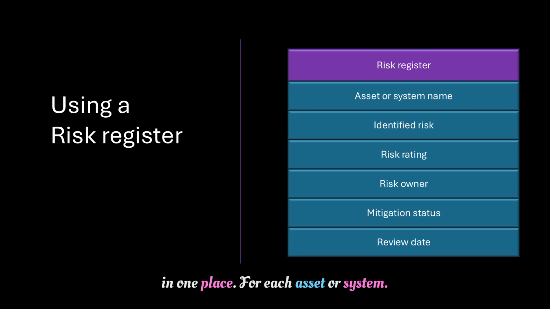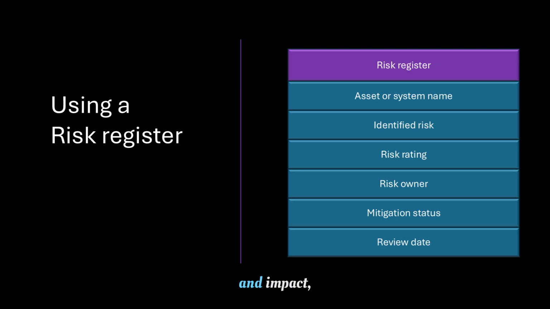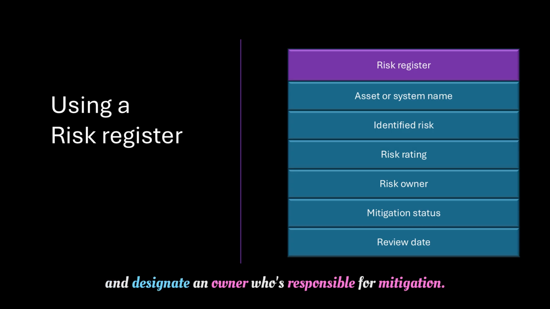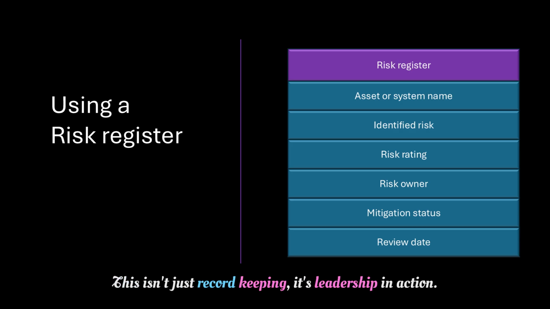For each asset or system, you'll document the identified risk, assign a risk rating based on likelihood and impact, and designate an owner who's responsible for mitigation. You'll also update the mitigation status and set a review date to ensure follow-through. This isn't just record keeping, it's leadership in action.